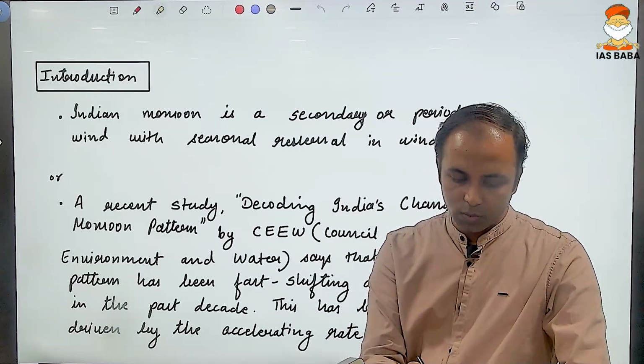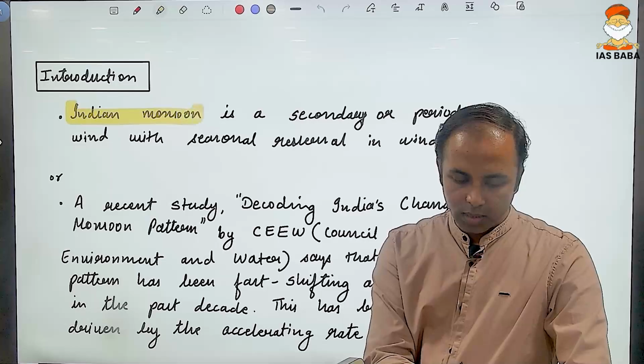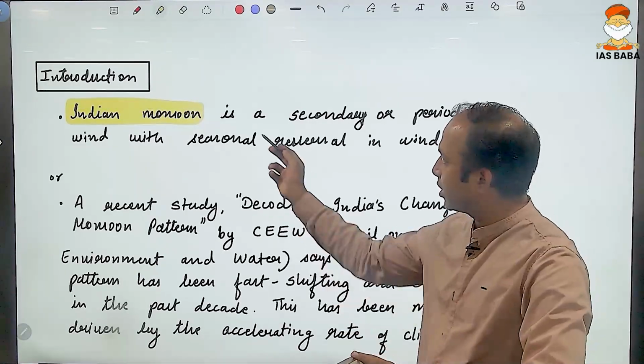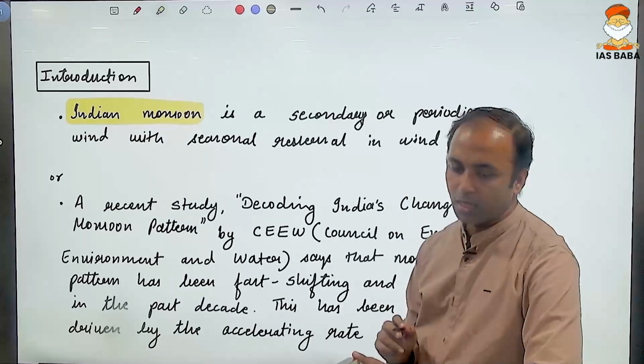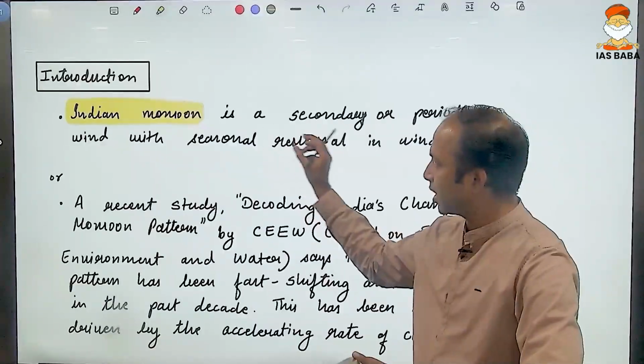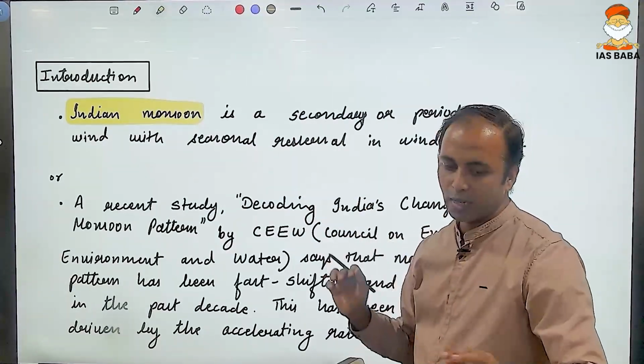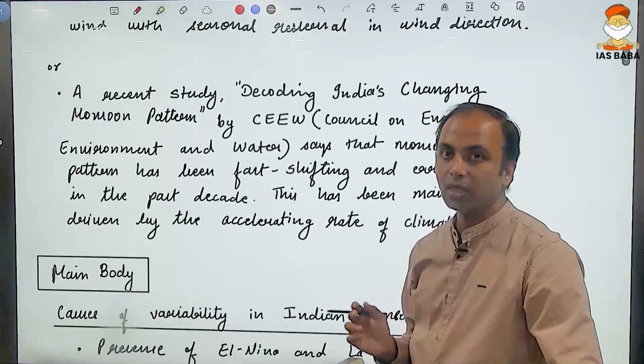questions, many students will start with what is the Indian monsoon. They may say that the Indian monsoon is basically a secondary or periodic wind with a seasonal reversal in the wind direction. This is a very static introduction. You can enhance this by giving the current affairs context.